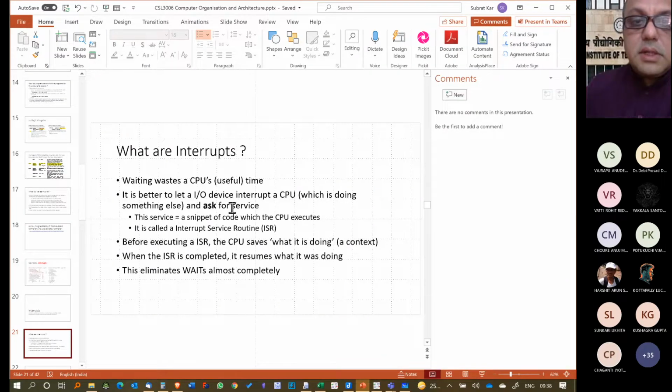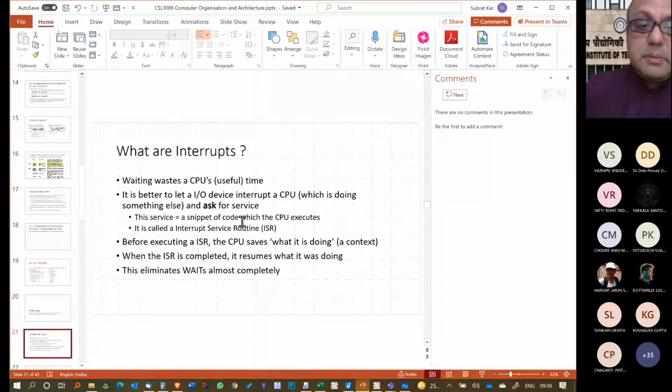If your gardener comes and says, sir, where is the hose pipe? Where are those tomato plants you wanted to plant? So the service which the gardener wants from you is essentially different from the roti service. So every peripheral has a service it needs from the CPU, which is different. When it asks for service, it is actually asking the CPU to execute a snippet of code which does that service for it. And this snippet of code is called an interrupt service routine, or ISR.